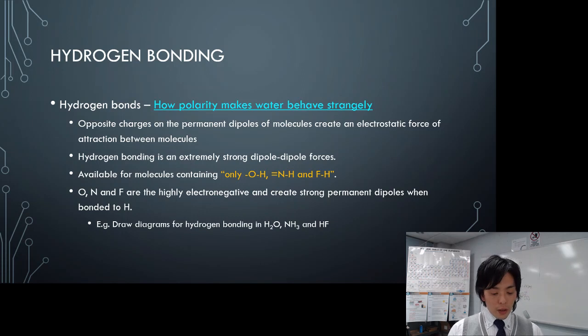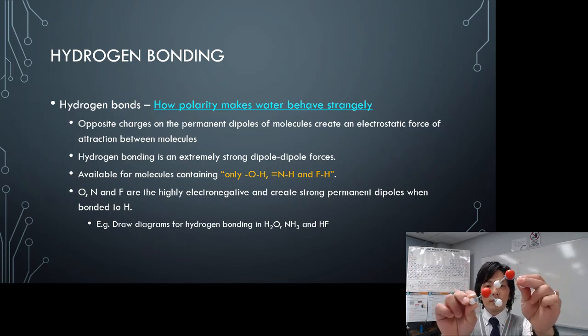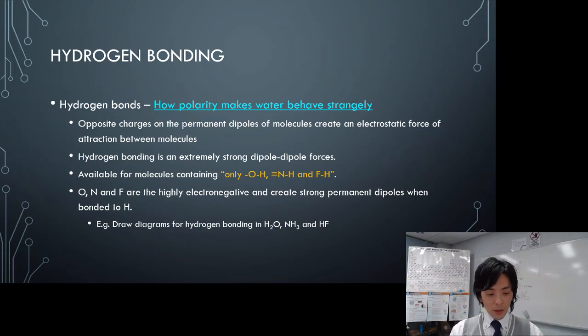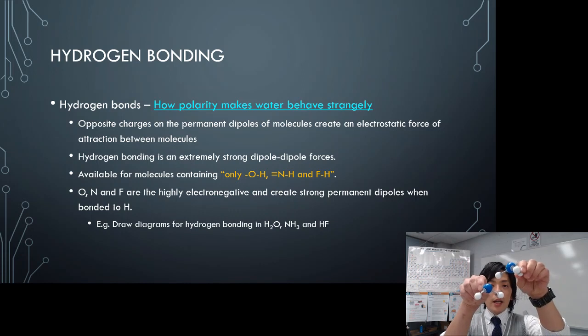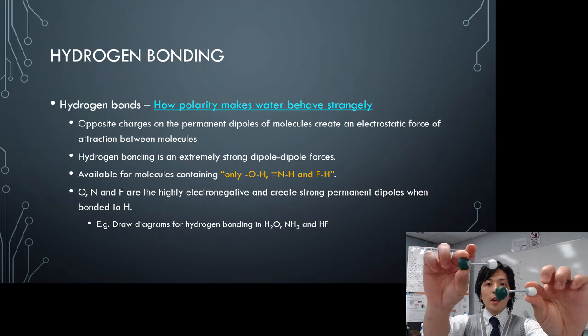Let's try drawing a diagram for hydrogen bonding between H2O and H2O. So try drawing this and use a dotted line between those two molecules. Ammonia, NH3, and another NH3. So this nitrogen would be interacting with this hydrogen here. Draw a dotted line. Same thing for HF and HF.